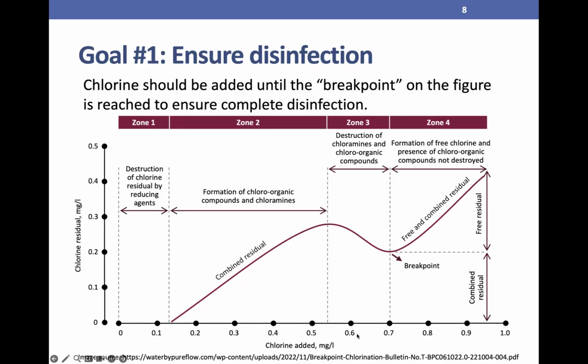At the dip between zones 3 and 4, known as the breakpoint, these dichloramines and trichloramines decompose, and free chlorine residual persists and then begins to accumulate in zone 4. This is the point at which we achieve complete disinfection. After the breakpoint, chlorine builds up in the water as free chlorine residual. Having some free available residual is good to ensure disinfected water throughout the distribution system.